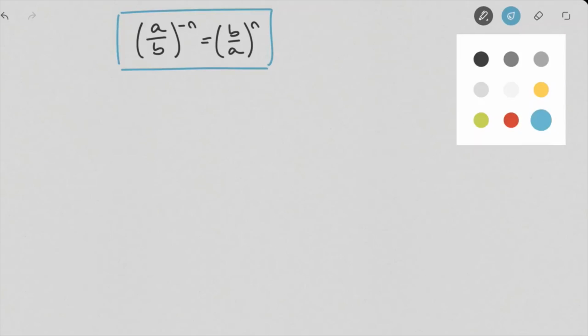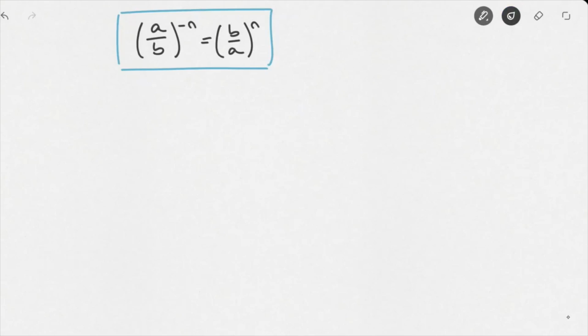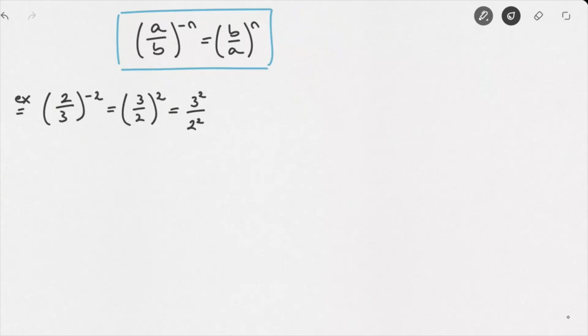So, let's see how we can use this. For example, we may be asked to simplify the following: 2 over 3 raised to the power of negative 2. Well, using the law we've just seen, we can go right ahead and say that this equals 3 over 2 raised to the power of 2. And now, using the laws of exponents we have already seen, we can state that this equals 3 to the power of 2 over 2 to the power of 2, which leads us to the final answer, 9 over 4.